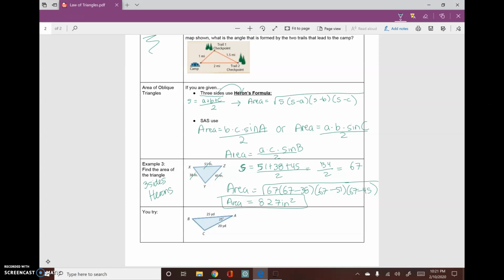Just a hint, when you're doing the U-try, this one's going to be the second one. You're given angle A, so then the formula you should use is the one that has angle A over 2. So the one I gave you is easier. I will be checking those U-tries when I come back on Friday.